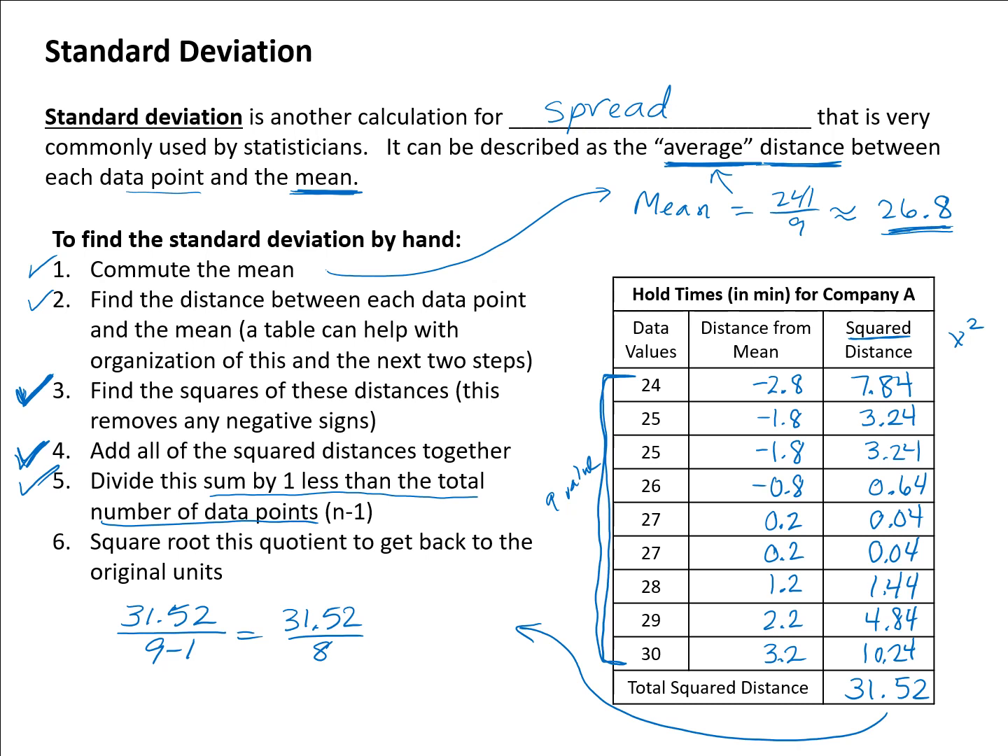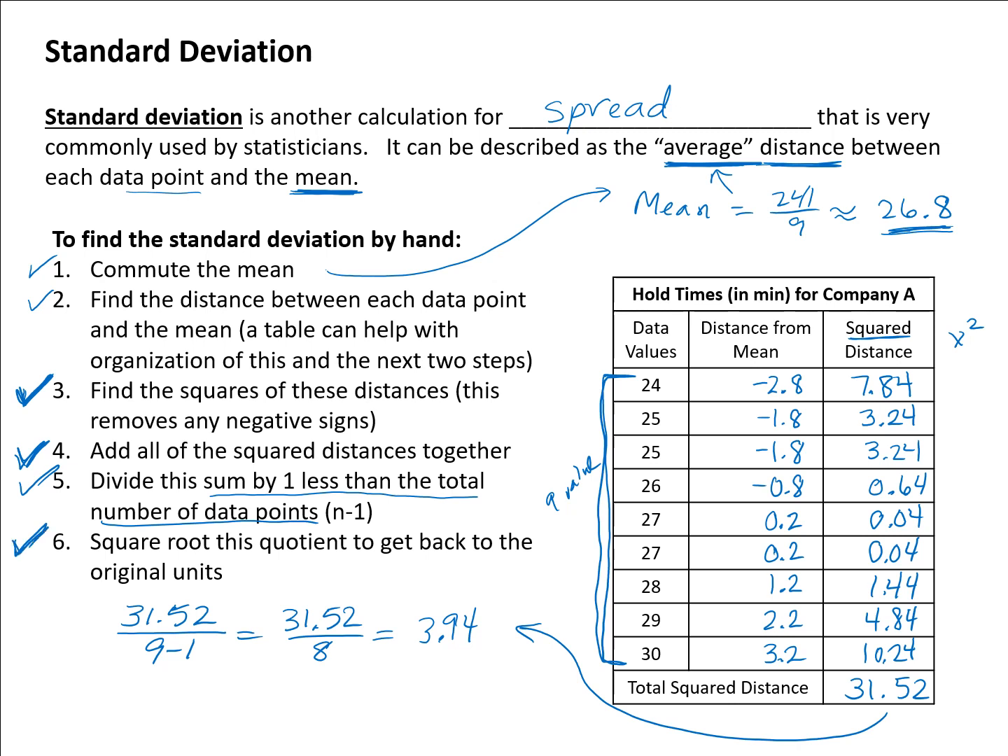This is an adjustment that mathematicians have made because we're adjusting things a little bit differently by doing that square. What they found is that if you're dealing with the squared, it's better to not divide by the total number, but by 1 less than the total number. So when I do that, 31.52 divided by 8, I get 3.94. All right, so we're almost done. The last step is we're going to square root this number.